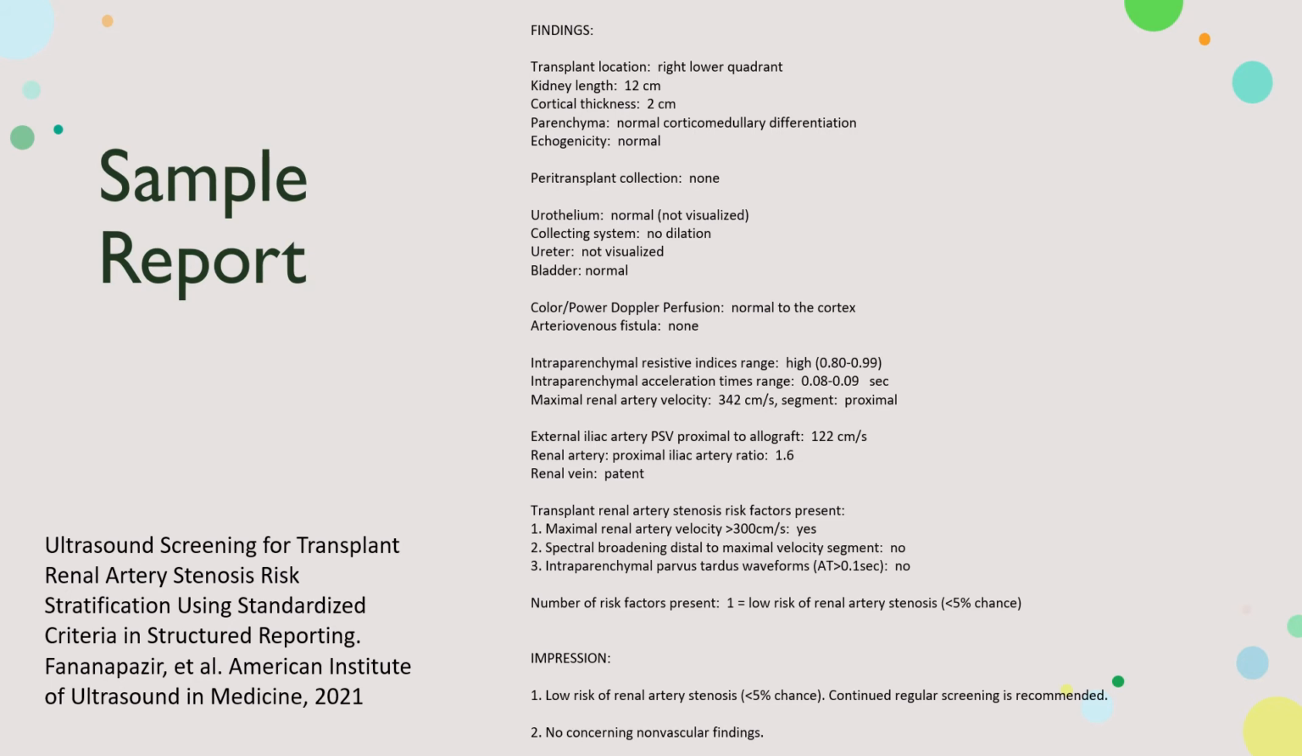When it gets down to the stenosis major risk factors, you just click yes or no. Is there a velocity greater than 300? Yes or no. Is there spectral broadening? Yes or no. Is there tardus parvus? Yes or no. You add those up. When you click on 0, 1, 2, or 3, it will auto-populate your risk of having renal artery stenosis. And then in the impression, same sort of thing. You click on which one it falls into, and then it tells you what the follow-up should be.